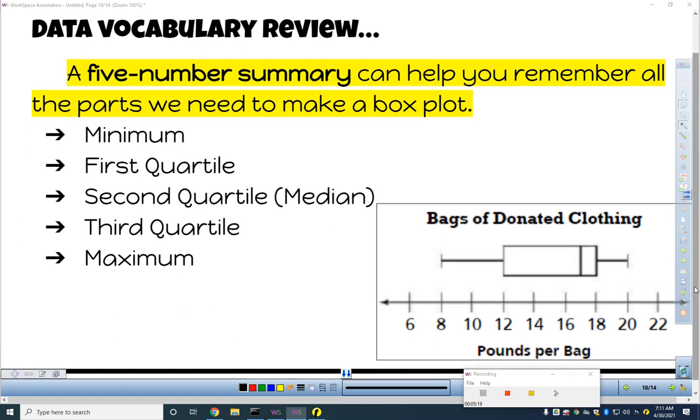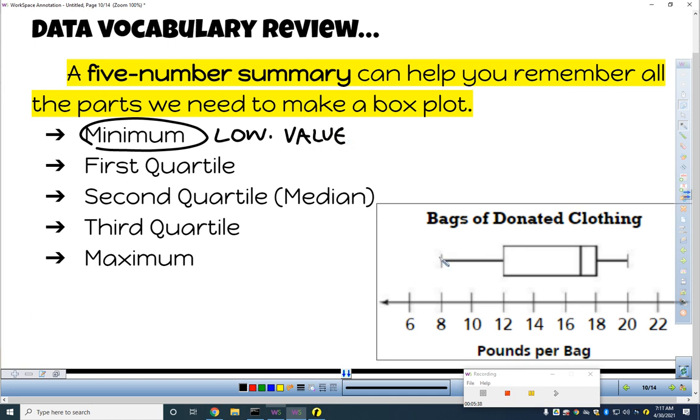So when we look at a box plot, we're really looking for 5 values here. And I went over them a little bit in the last slide. I want to hit them one more time quickly. The minimum value, the lowest value, is the far most left point. The maximum value, the high value, is the highest point.